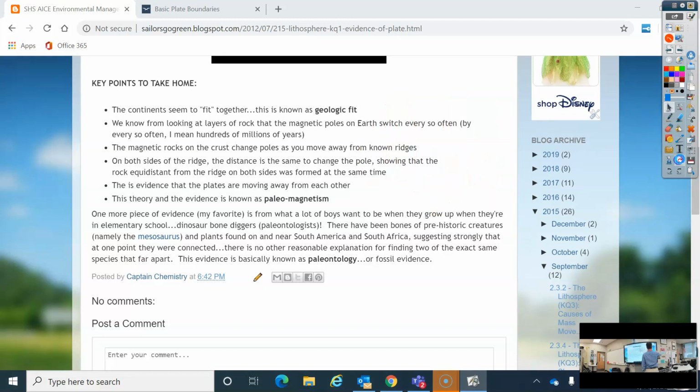So that's probably the most confusing one, but maybe the strongest piece of scientific evidence, right? There's evidence that the plates are moving away from each other there. So that's known as paleomagnetism.